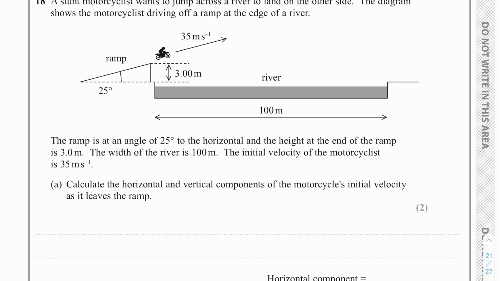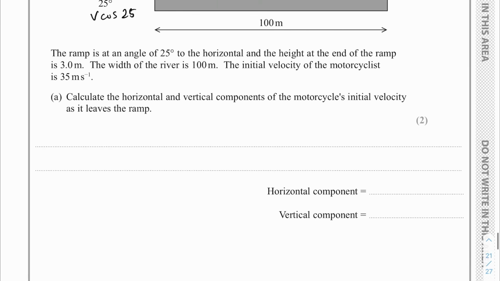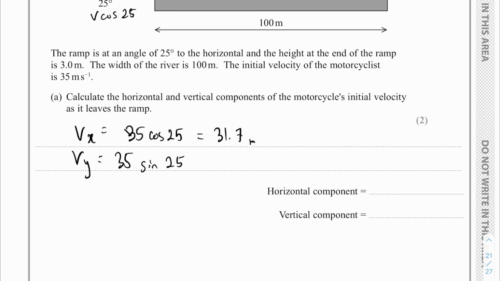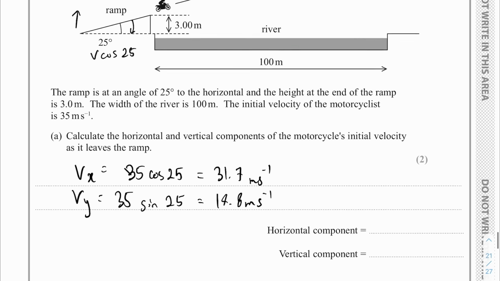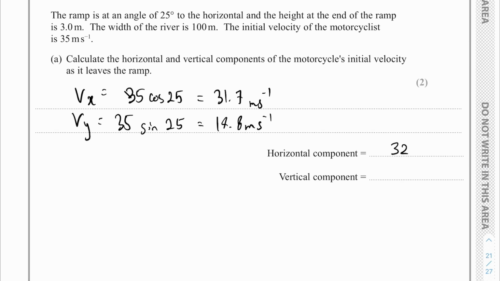Okay, so that's pretty straightforward. We know that this over here is V cos 25 and vertical is V sine 25. So we can say Vx is 35 cos 25 and Vy is 35 sine 25. So Vx gives us 31.7 meters per second and Vy gives us 14.8 meters per second. Since they have rounded to 2 sig fig, we should also do the same: 32 meters per second for horizontal, 15 meters per second in the vertical.